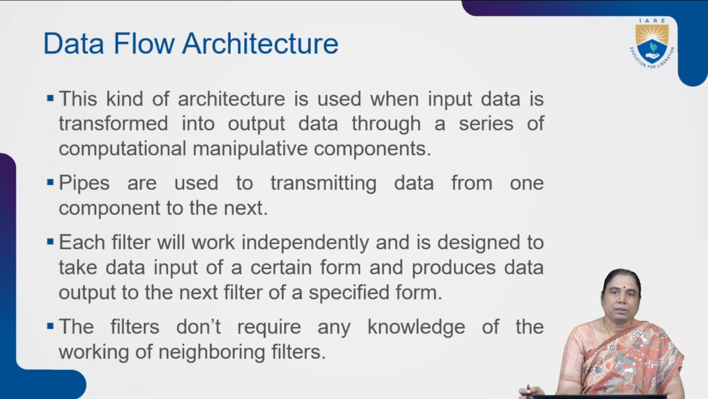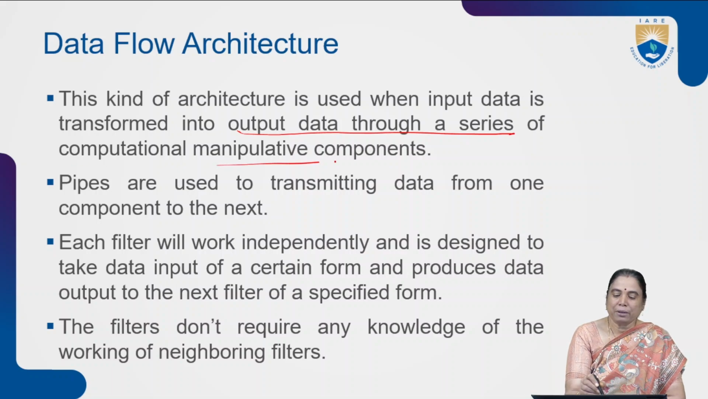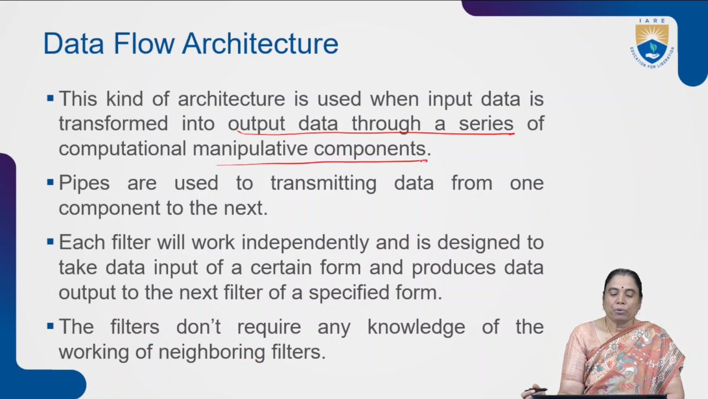The next architectural style is data flow architecture. This kind of architecture is used when input data is transformed into output data through a series of computational manipulative components. So, these components are generally referred as pipes. Pipes are used for transmitting data from one component to the next. Each filter works independently and is designed to take data input of a certain form and produce data output to the next filter of a specified form.